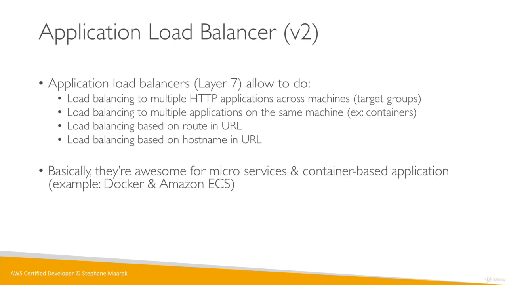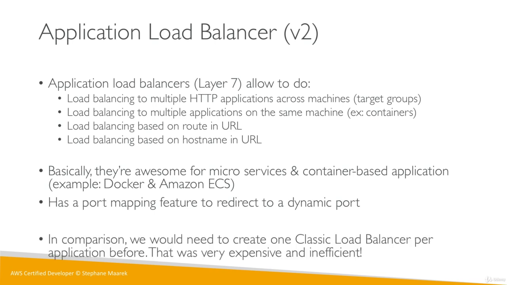Overall, I think application load balancers are a great fit for microservices and container-based applications, for example, Docker and Amazon ECS, but also for Amazon EC2, as we'll see in this lecture. Finally, there is a port mapping feature that basically lets the load balancer redirect to any dynamic port in the backend, and this is what allows the load balancer to redirect to the same instance for applications running on the same machine. In comparison, if you wanted to run 5 microservices before using a classic load balancer, you would need 5 classic load balancers, and that was very expensive and inefficient. Now we have an application load balancer. You can use one load balancer fronting 10 applications if you wanted to, and that works great.